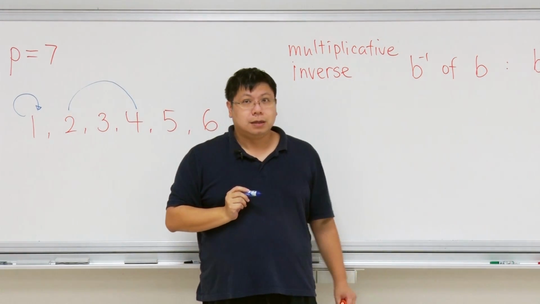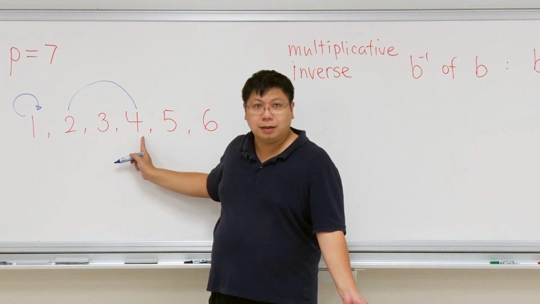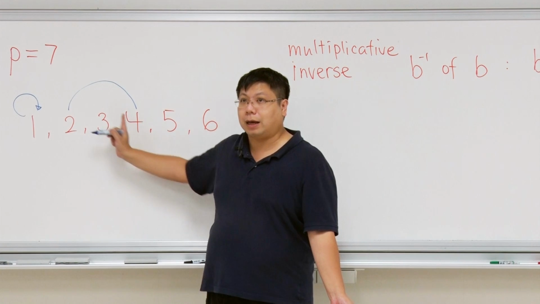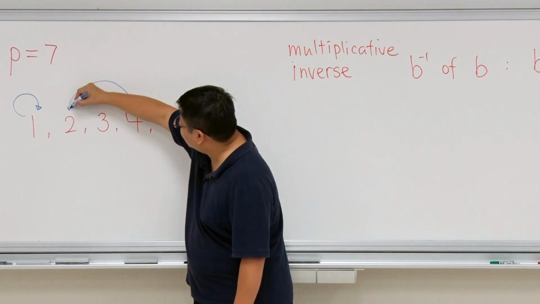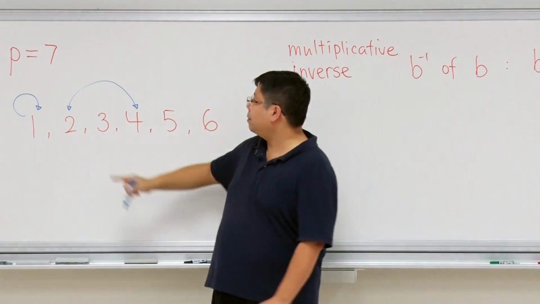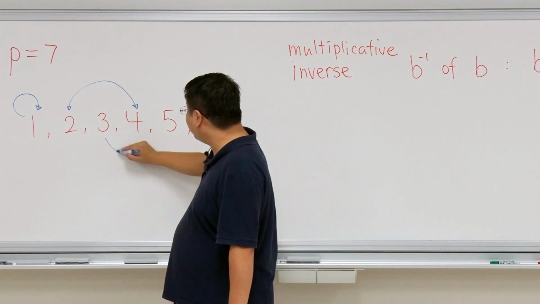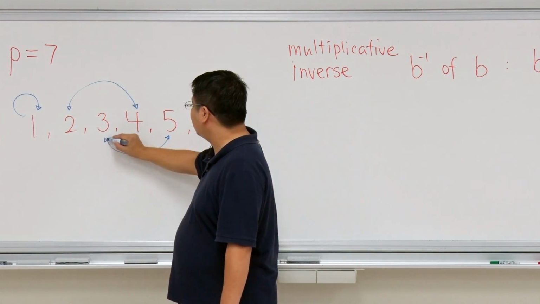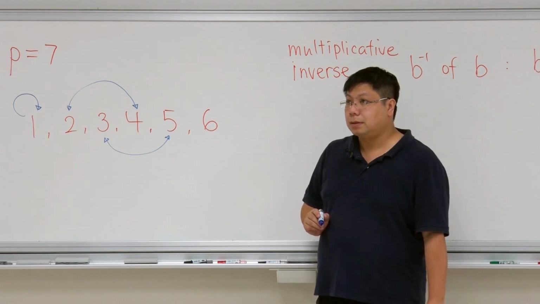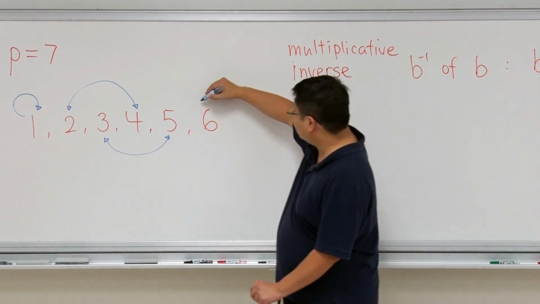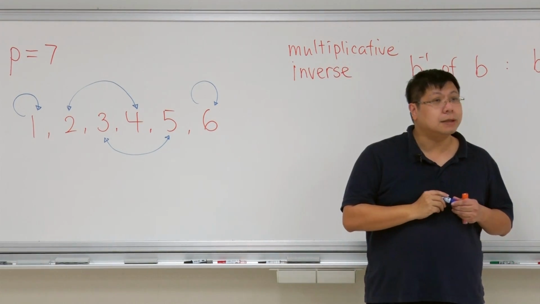Is that okay? Now, if 2 times 4 has remainder 1, then 4 times 2 also has remainder 1. So these two form a pair. How about 3? 3 times 5 is equal to 15. Is that okay? And how about 6? 6 times 6. So this is the case for p equal to 7.